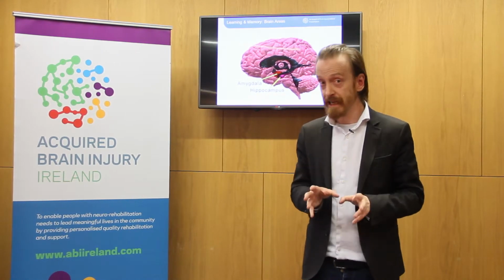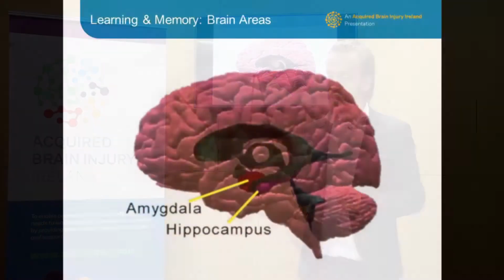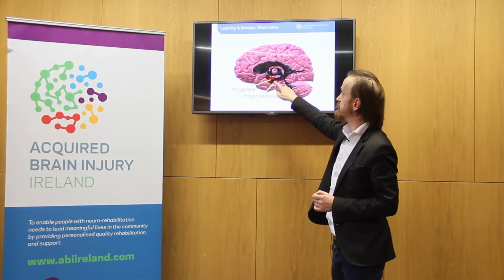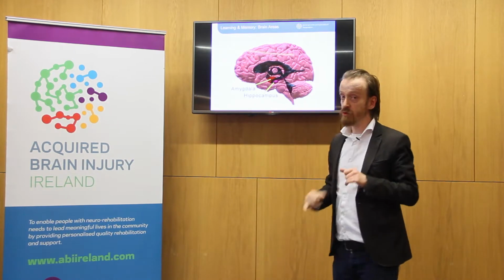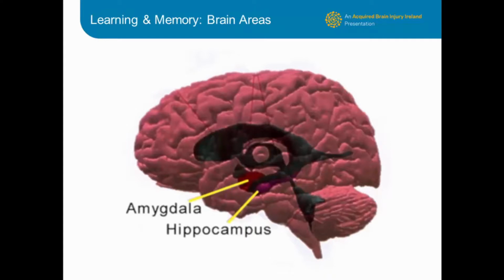So in terms of brain areas, and we can go on to the next slide now, on this slide you're seeing an area highlighted, which is the amygdala. And it's actually this area here, and then the hippocampus, which is this purple piece here. Now you've got one of these on each side, and it's the hippocampus that's critical for forming new episodic memories.